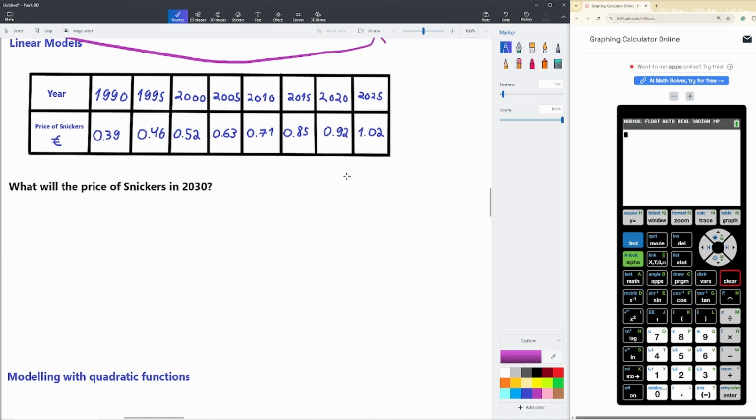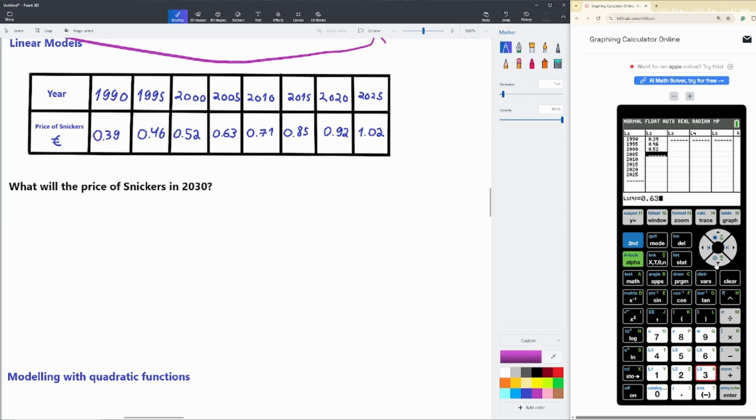If you have a calculator like this, you go to stat and edit, and you enter all your information. So 1990, 1995, 2000, 2005, 2010, 2015, 2020, 2025. And then you enter your prices in L2. As you can see right here, the first box is all of your X values, and the second is all of your Y values.